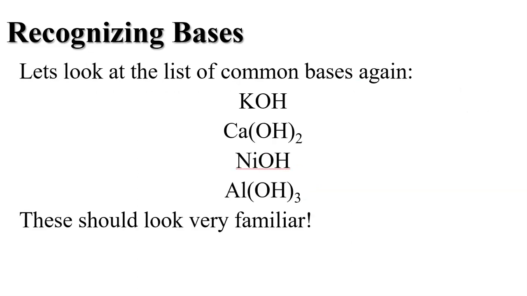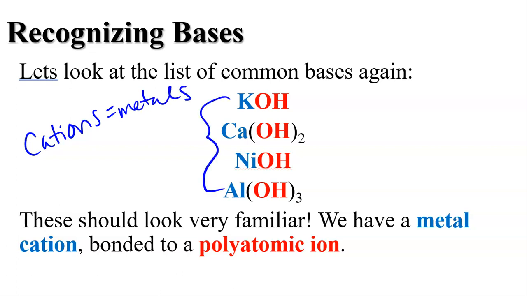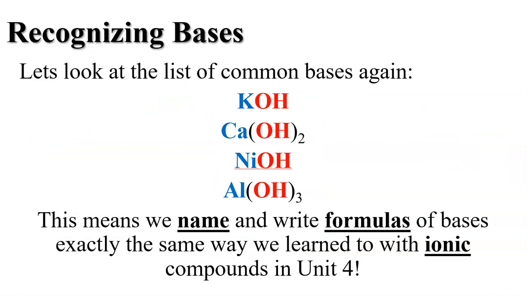Super nice. So look at these bases once again. These should all look very familiar. That's because we have our metals, our cations, on this side. And then on the other side, we have our hydroxide anion, which is a nonmetal, or polyatomic ion. So we've already done this before. We did this last semester. We learned how to create ionic compound names with our metals and nonmetals. So we name and write our formulas of bases the exact same way we learned how to do with ionic compounds in, I think, Unit 4. It's either Unit 3 or Unit 4.